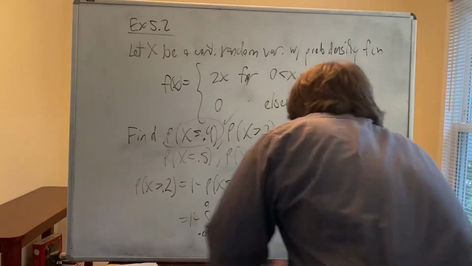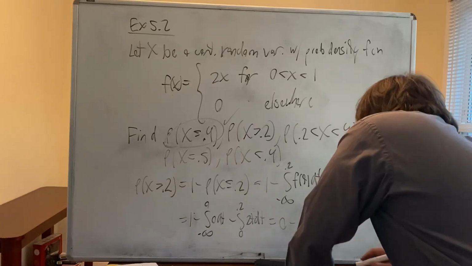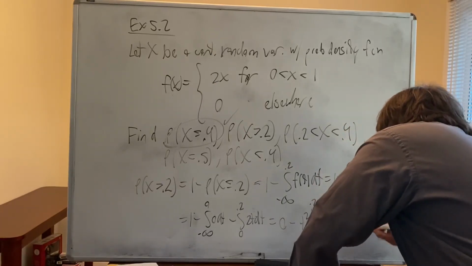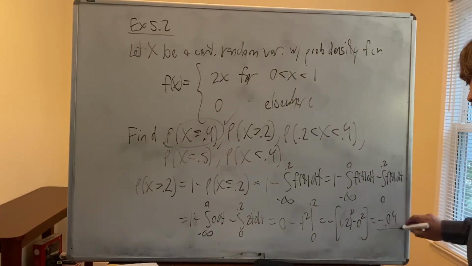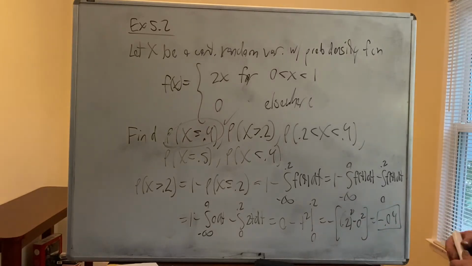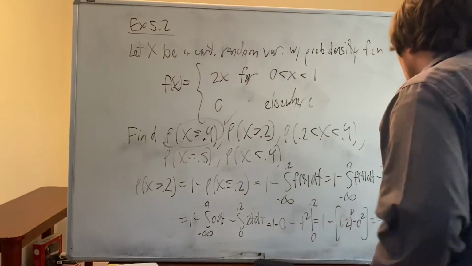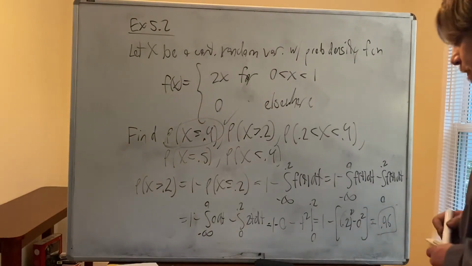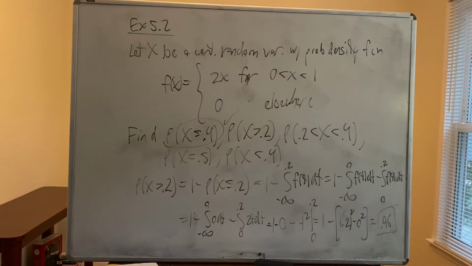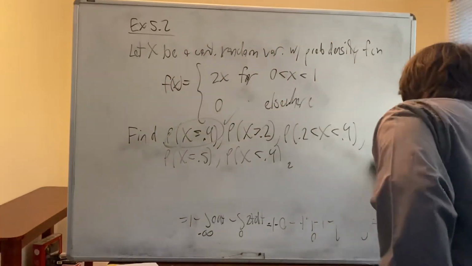And so that's 0 minus t squared evaluated from 0 to 0.2, which is the negative of 0.2 squared minus 0 squared, and that's negative 0.04. Oh, sorry, 1 minus that. So it's 1 minus 0.04, which is 0.96. Okay, that's the second one done.